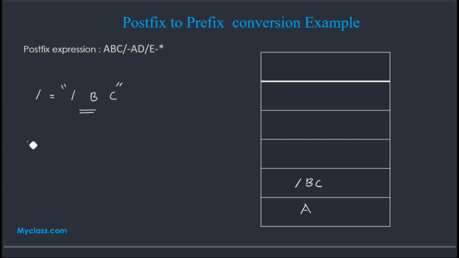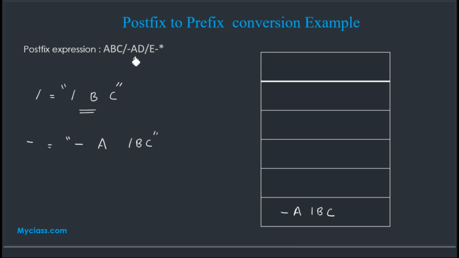Now there is another operator, subtraction. So we want to pop: the first popped element is here and the second popped element is here, and we make a string like this. Subtraction is our operator. Now we want to push it back into our stack. After popping this slash B C and A, our stack was empty. Now we want to push this string into our stack. Now the stack contains only one element.